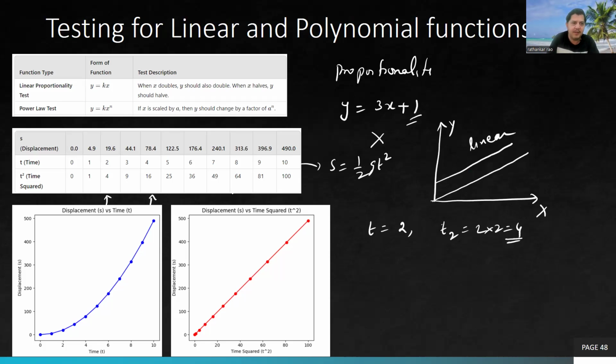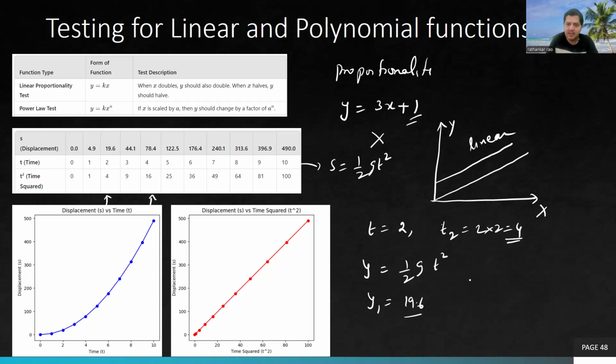Okay. Then what will happen? So if x is scaled by a, then y should also be scaled by a factor of a power n. Your y value, what is the y value? Half gt square you have, right? They should also be scaled by a factor of a power n, which means first time when t is equal to 2, you get the value of y1 to be equal to 19.6, right? This is the answer you get here.